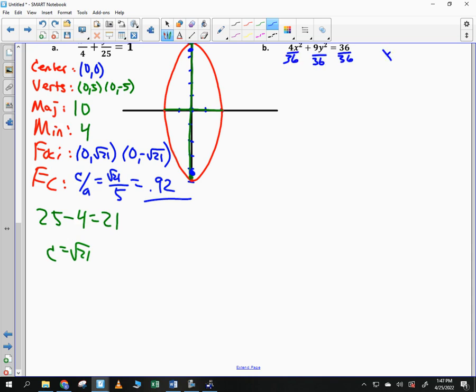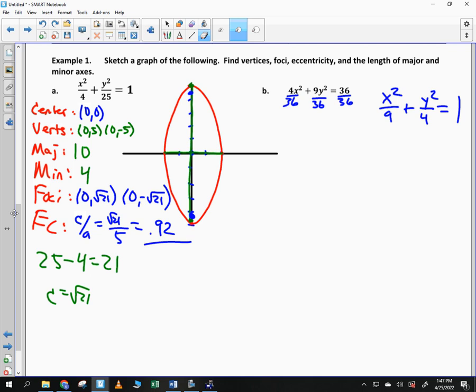And you get x squared over 9 plus y squared over 4 is equal to 1. Is it now in a form that I can work with? Yes. Now it should become relatively easy.